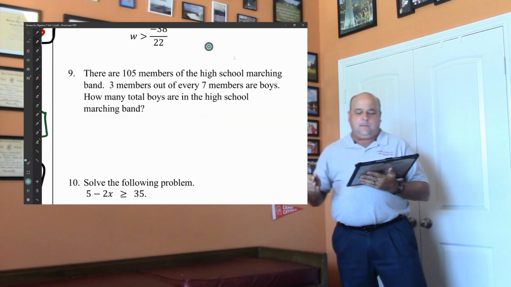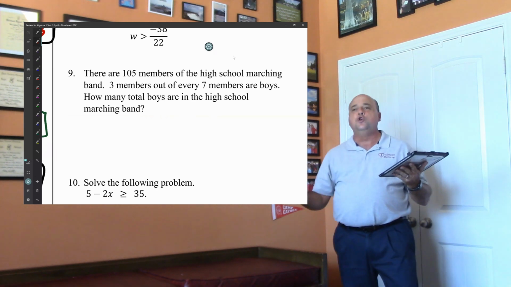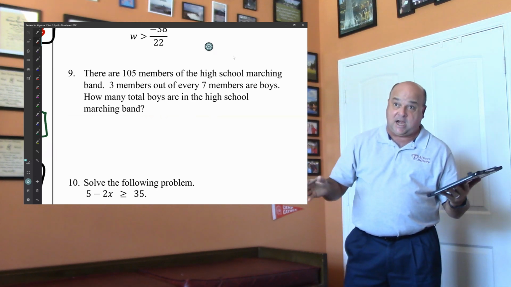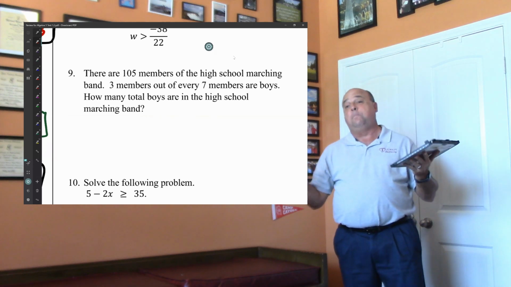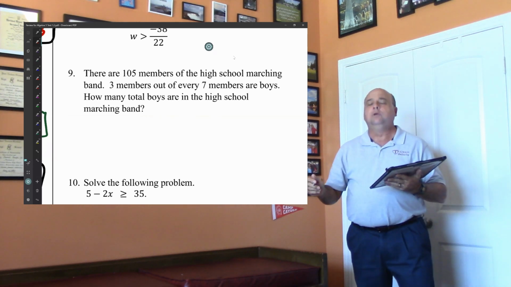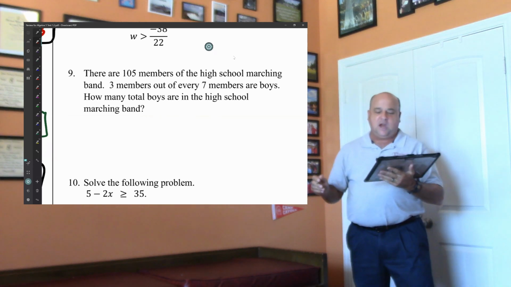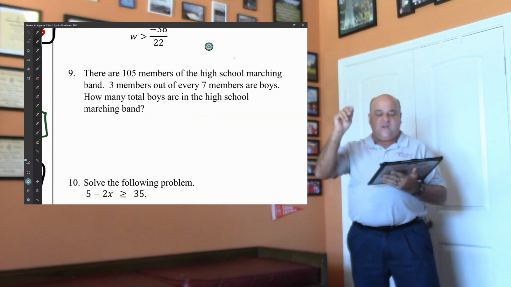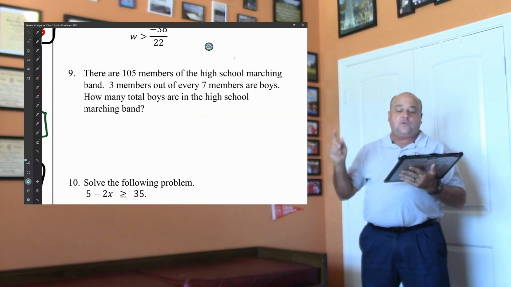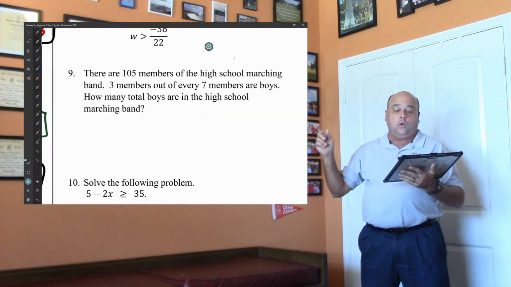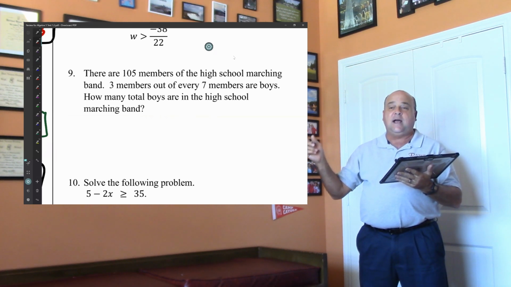There are 105 members of the high school marching band. Mr. Toops loves the band. The band is like the bomb, okay? Mr. Toops loves the band. There are 105 members of the high school marching band. 3 out of every 7 are boys. How many total boys are in the high school band?